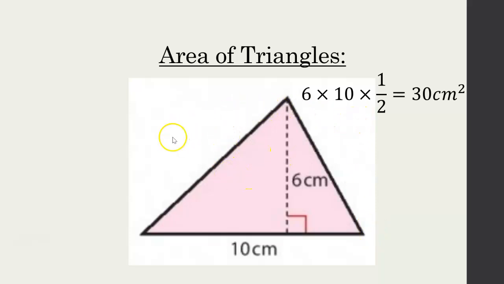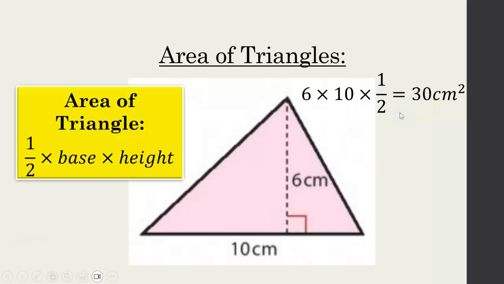So what we did was we found the area of the whole rectangle, which was 6 by 10. So it was this by this. And then we halved it. So we said multiply by half, which is 30 centimeters squared. And wouldn't you know it, that's the area of a triangle. It's half the base by the height. Now, we picked this just because I knew this height.